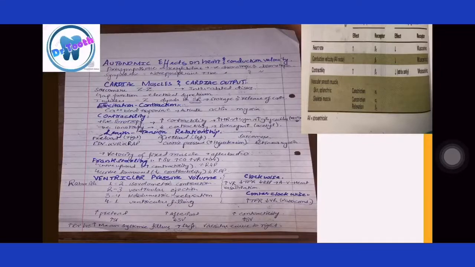Next we have Frank-Starling law. According to Frank-Starling law, an increase in stroke volume increases cardiac output and increases venous return and diastolic volume. When it curves upward, it increases contractility and increases right atrial pressure. When it curves downward, it decreases contractility and decreases right atrial pressure.